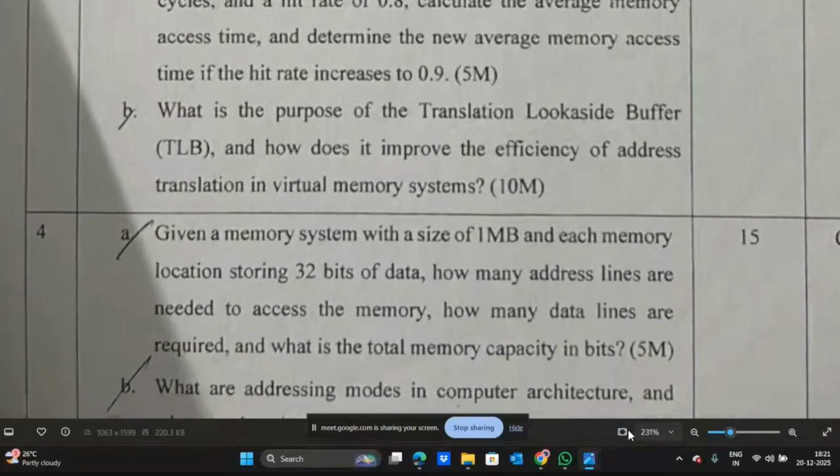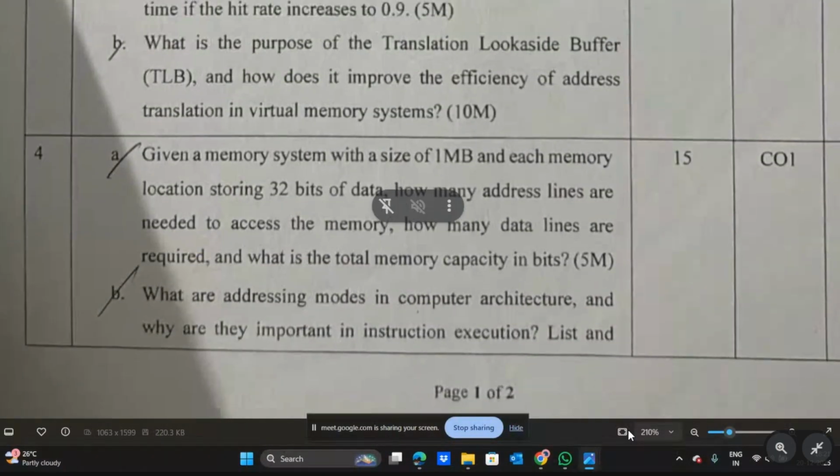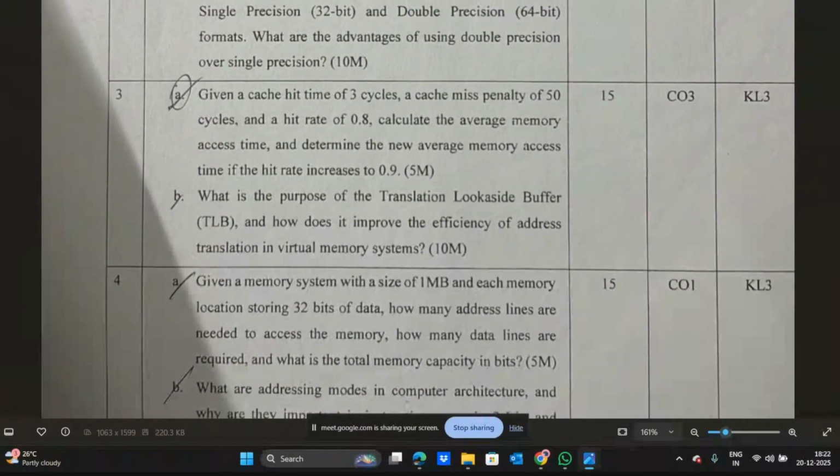Okay, in the next part, again you have to apply the same formula with the new hit rate and get the answer, the new average memory access time.